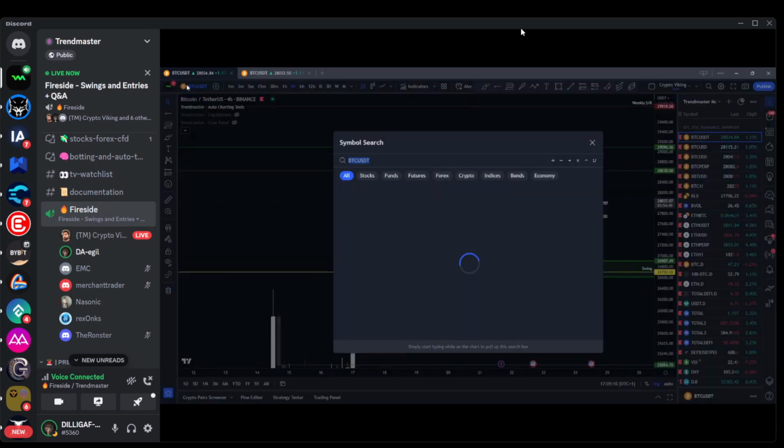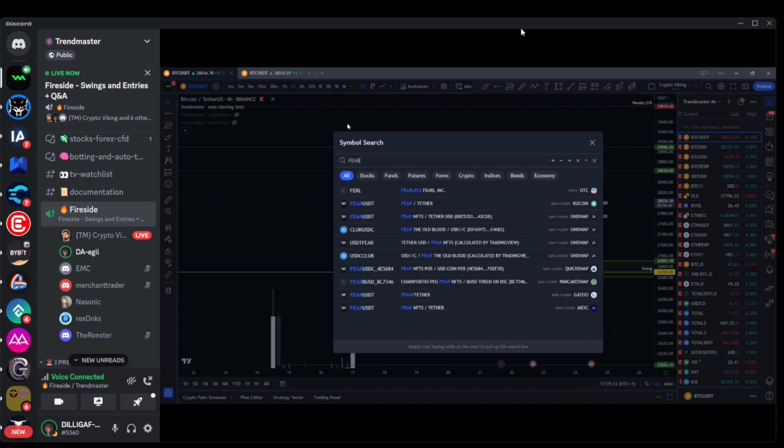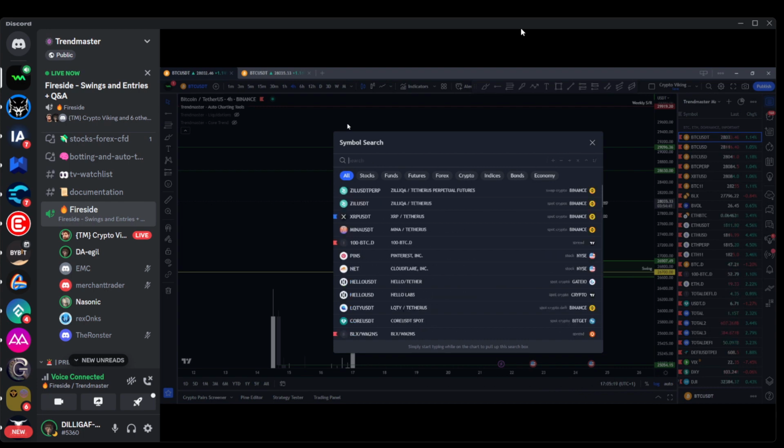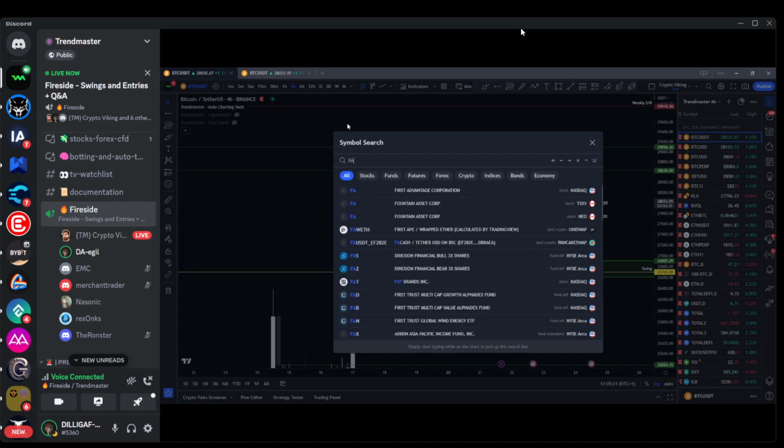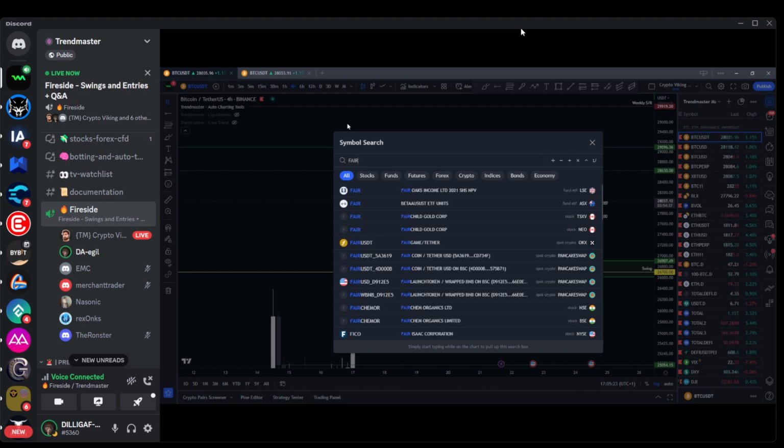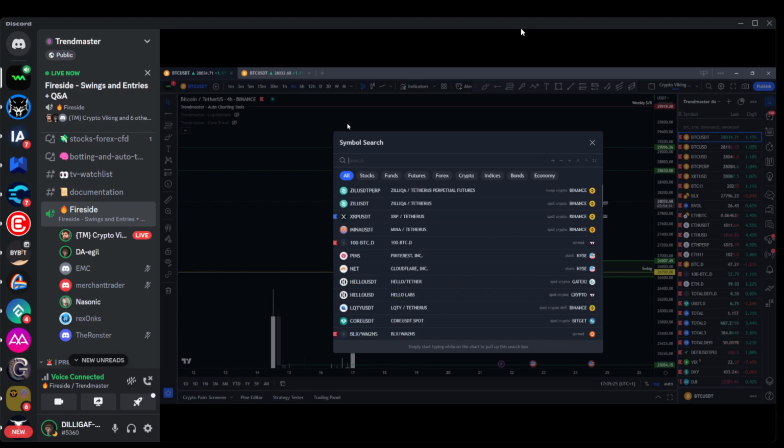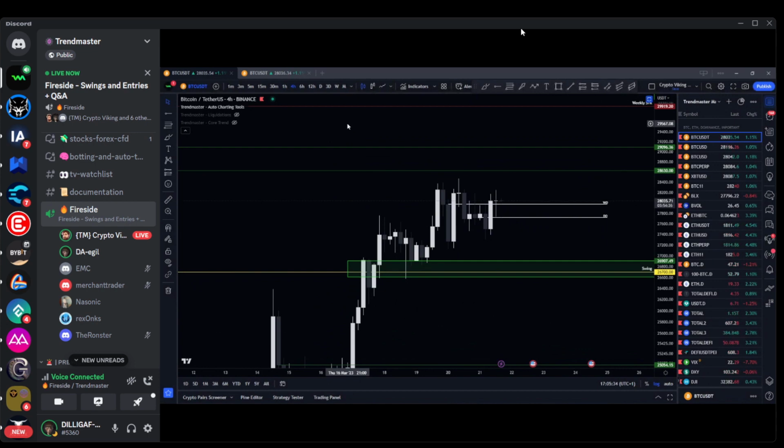The what? Fear value cap? FARR. What are you saying? Fair value gap. Fair value gap.